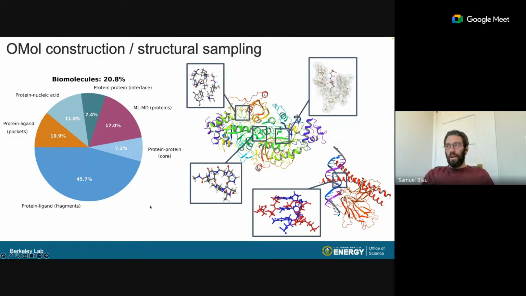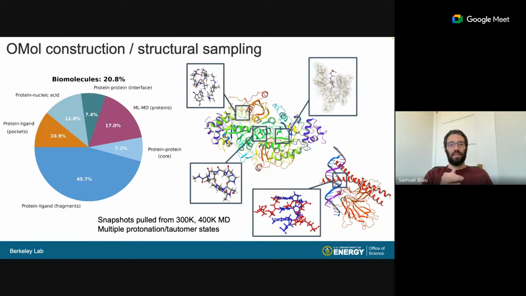We similarly mined the PDB for protein nucleic acid structures, protein-protein structures at the interface, near solvent, protein-protein structures in the core of a protein, and all of this, again, at different temperatures of molecular dynamics that we ran, classical molecular dynamics to generate these snapshots, as well as different protonation and tautomer states.